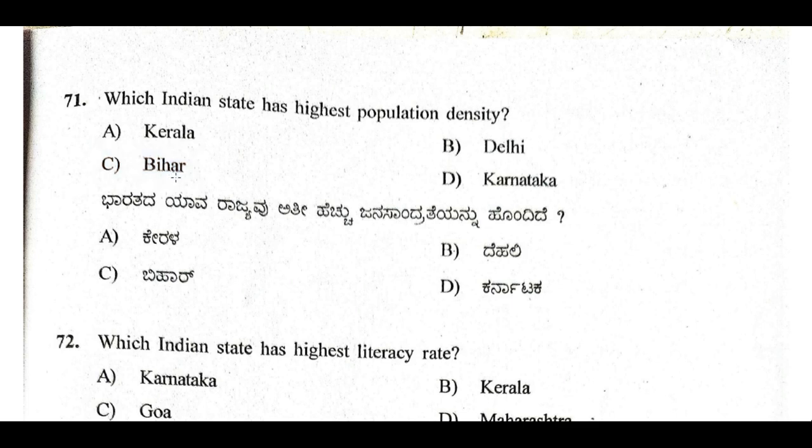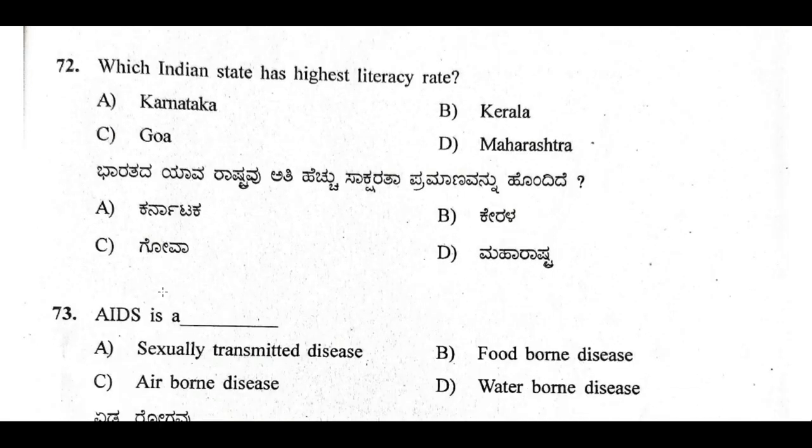Question number 72. Which Indian state has the highest literacy rate? A, Karnataka. B, Kerala. C, Goa. D, Maharashtra.